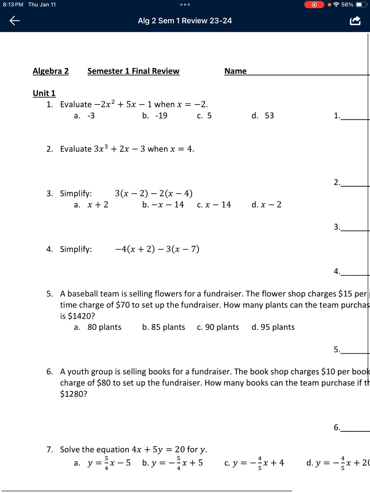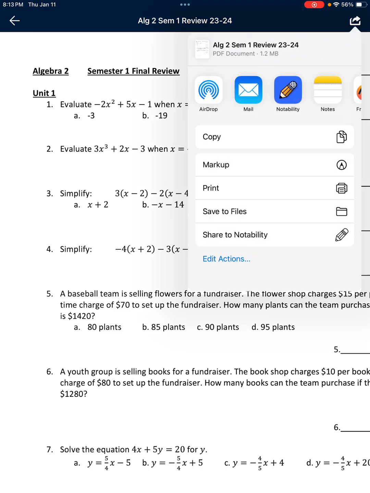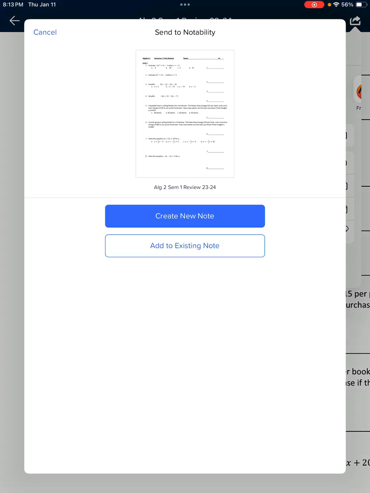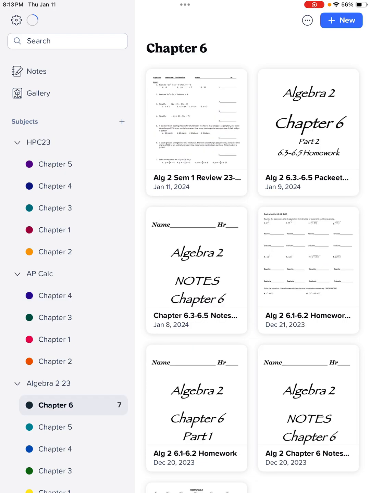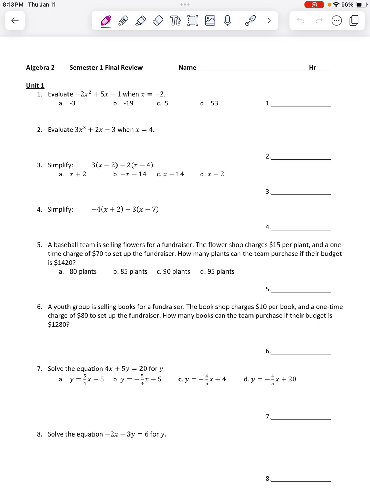This first one, evaluate always means find the number answer. Oops, I didn't send this to Notability, so now you can hang out with me. Actually, I think I did. Let's check it out because apparently being me is really hard. There we go. There, now I can write on it.